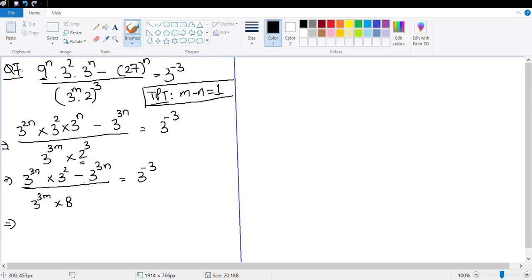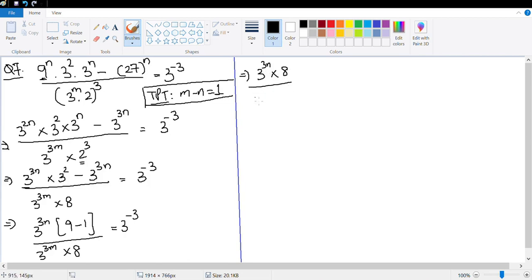Let's take 3 to the power 3n common in the numerator. So if I take 3 to the power 3n common, what I'm left with is 3 square, that's 9, minus 1, what remains here is 1, and I have 3 to the power 3m multiplied with 8, which is equal to 3 to the power negative 3. Now my left hand side becomes 3 to the power 3n multiplied with 9 minus 1, that's 8, upon 3 to the power 3m multiplied with 8. 8 and 8 get cancelled, and on the right hand side I have 3 to the power negative 3. Since the base is the same, I can subtract the power because there is a division sign. So 3 to the power 3n minus 3m is equal to 3 to the power negative 3.